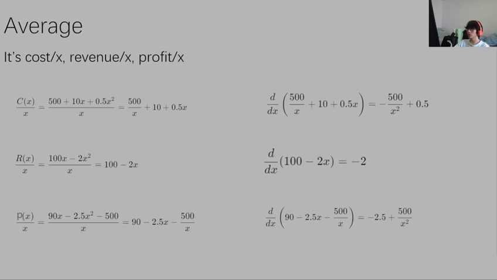Through derivatives, firms can identify the optimal production level where profit is maximized or cost is minimized. By analyzing these functions through derivatives, firms can make more informed decisions regarding pricing, production, and overall strategy.